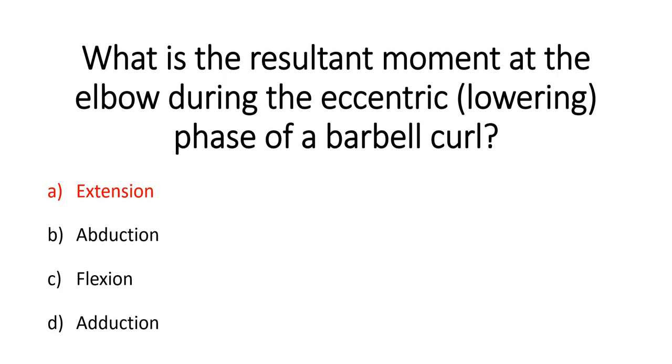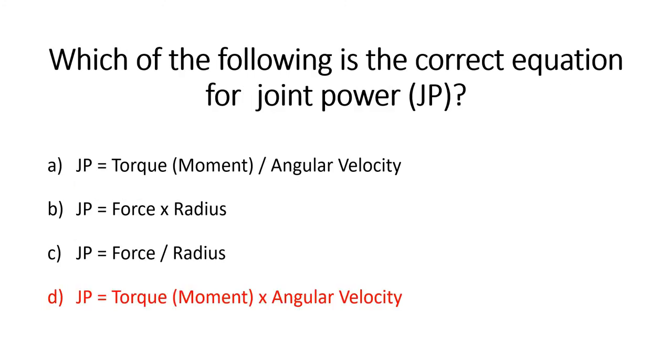Okay, the next question was, which of the following is the correct equation for joint power? And that is, or angular power you could say, torque or moment multiplied by angular velocity. This is simply the angular equivalent of linear power. Linear power is force multiplied by velocity. A torque is a rotational force, and angular velocity is the angular equivalent of linear velocity. So it's basically the same equation, but with angular factors plugged into it. So the answer is D.